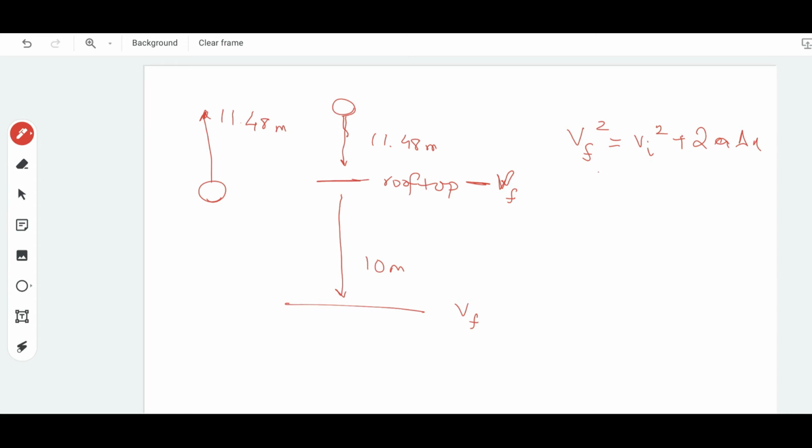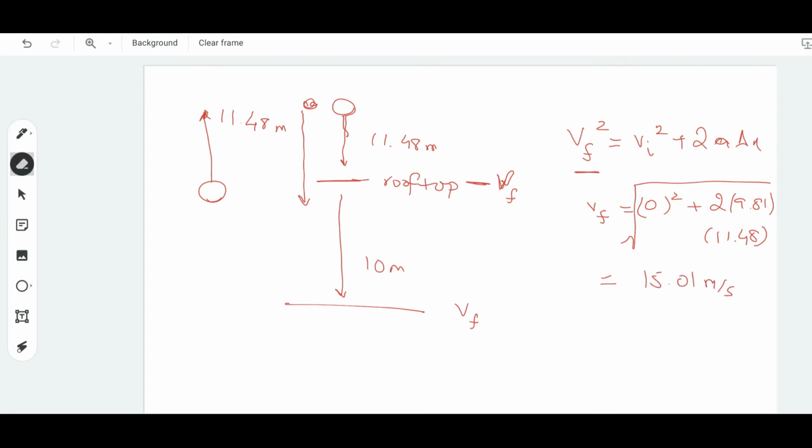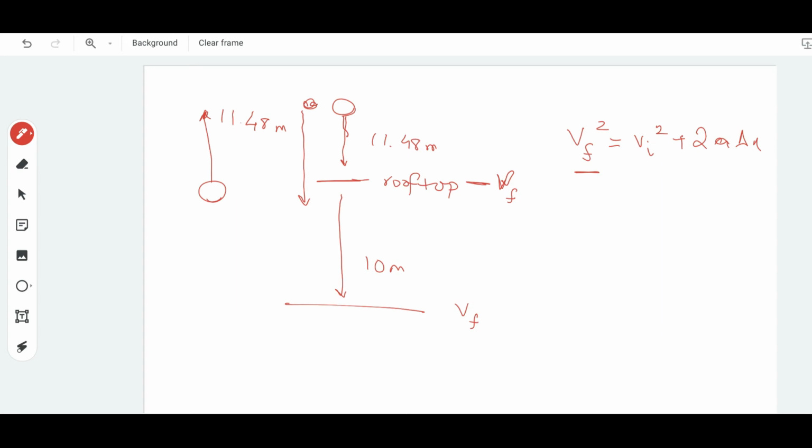Now for the rooftop case, remember everything is pointing downwards. You can now define a new frame of reference here, and everything is positive downwards. So Vf is going to be, for the rooftop level, the square root of 0 squared plus 2 times 9.81 times 11.48, right? Because you're traveling downwards. So this equals 2 times 9.81 times 11.48, and square root this answer, and you're going to get 15.01 meters per second.